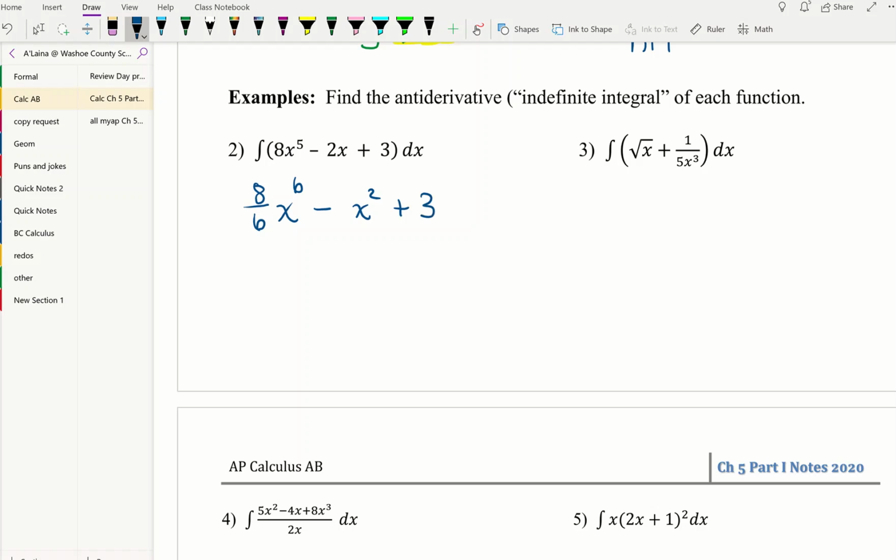This would have had to be 3x. This is right now like 3x to the power of 0. I add 1 to the power to make it a power of 1 and divide. But I think it's almost easiest to think about what would have had a derivative of 3. Please do not forget, this is an indefinite integral. And so you must have the plus C at the end of the expression.